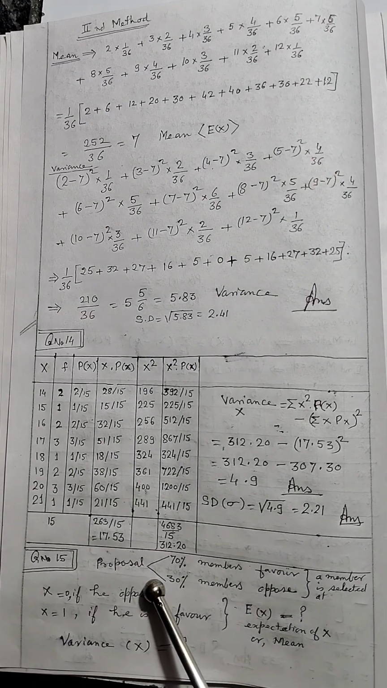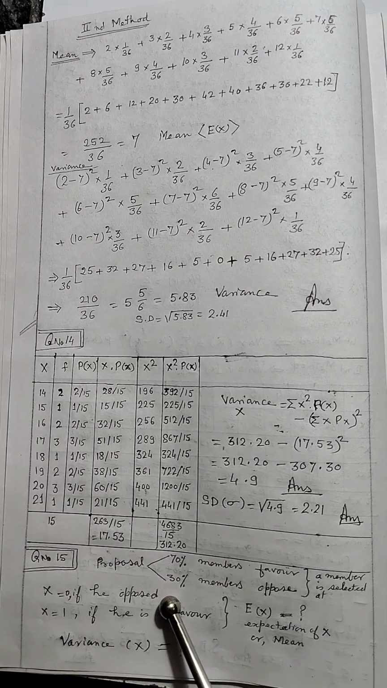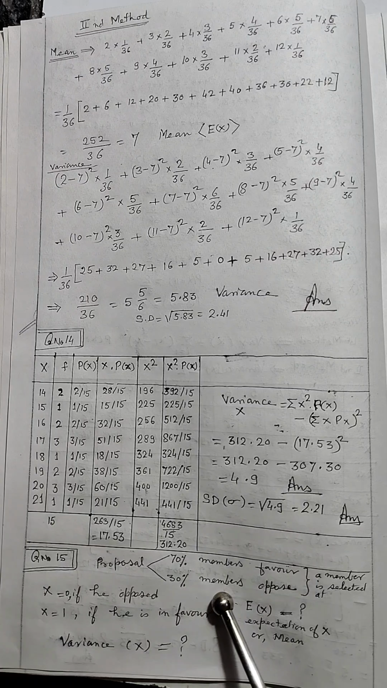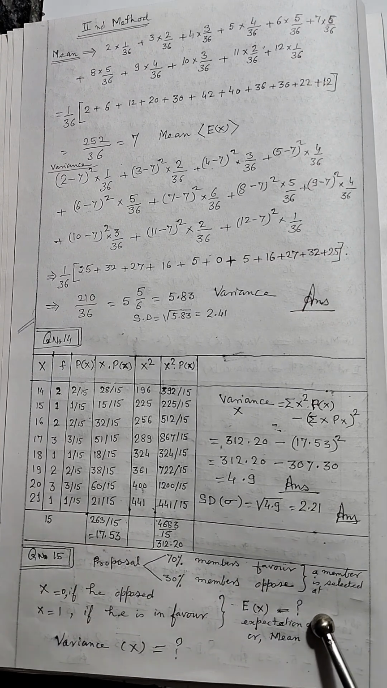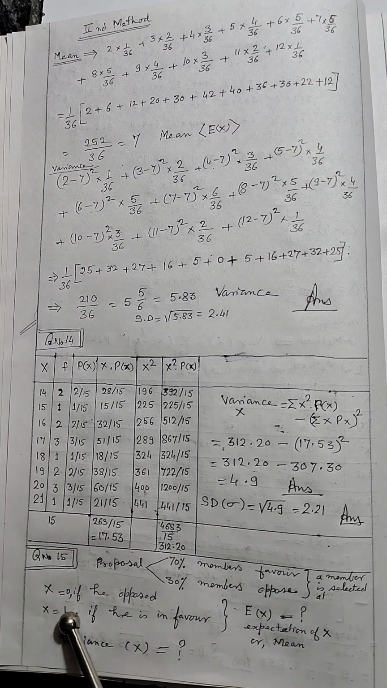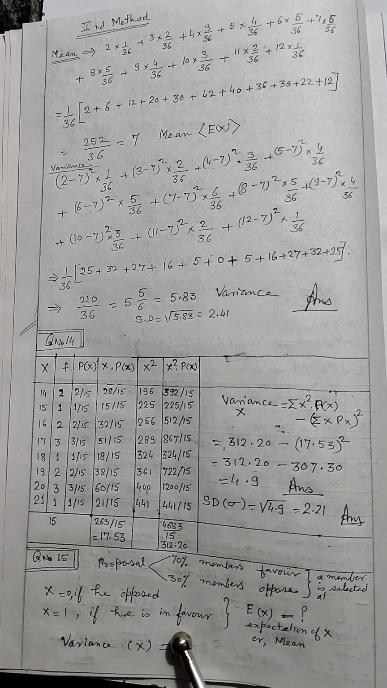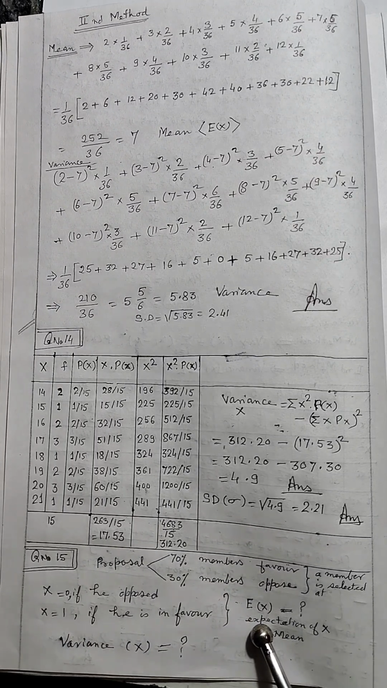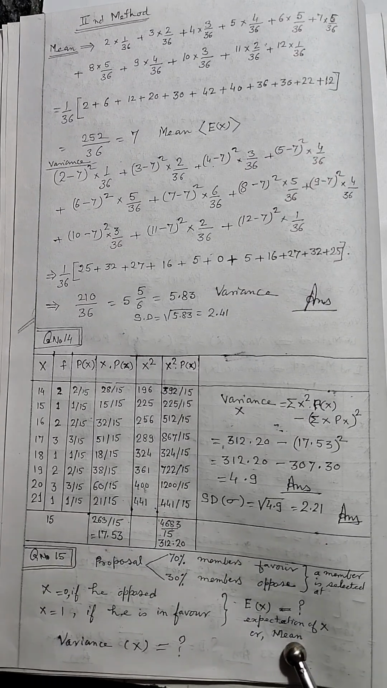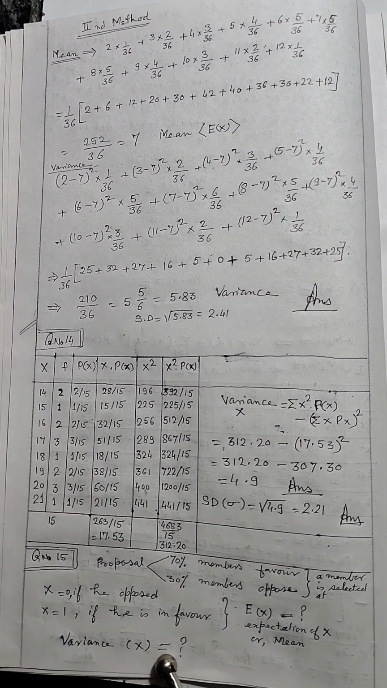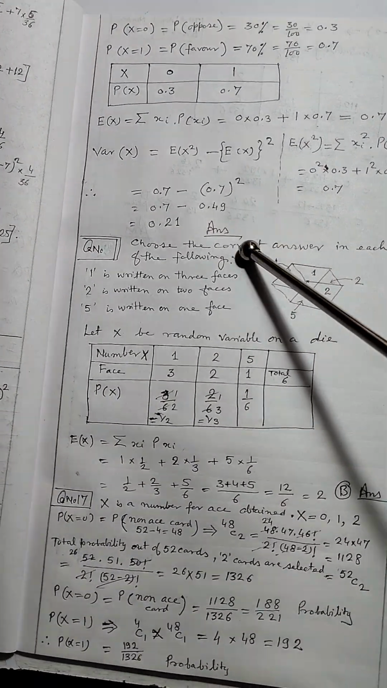Here you see the proposal is supported by 70% of the members and it is opposed by 30% of the members. One member is selected at random, so X is equal to 0 if he opposed, X is equal to 1 if he is in favor. We have to work out the value of expectation of X, or mean you can say, and the variance of the given X.